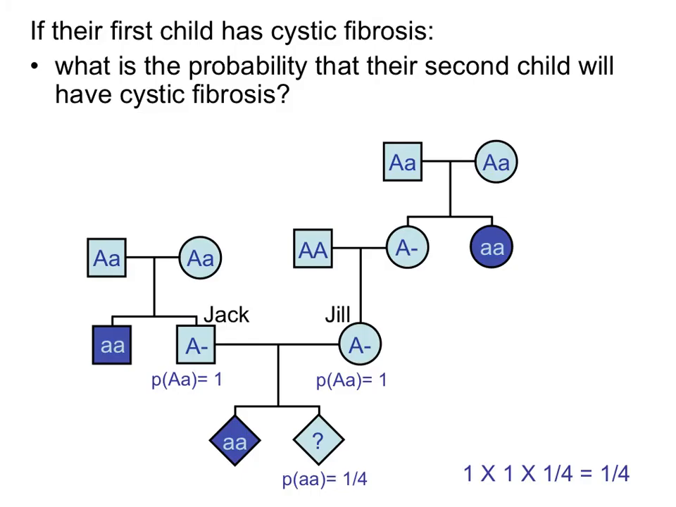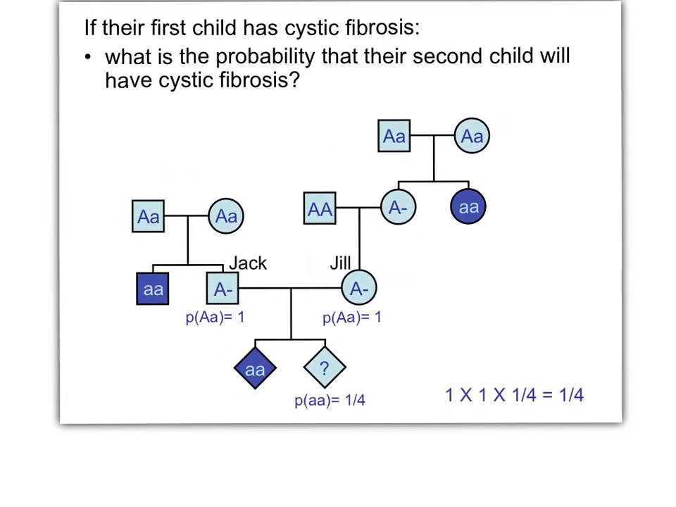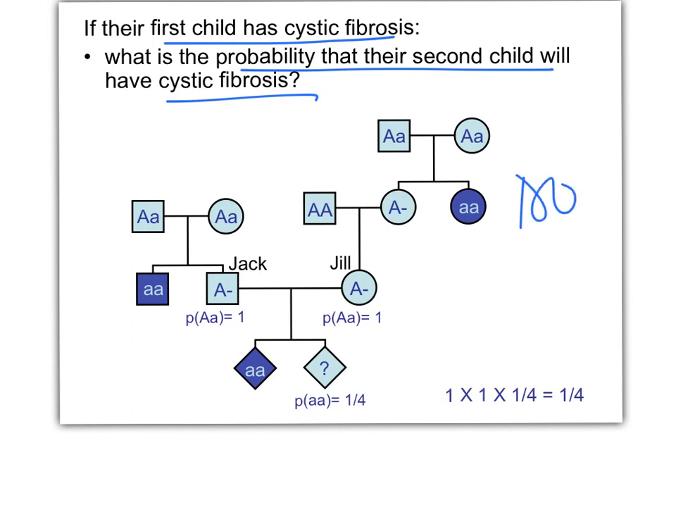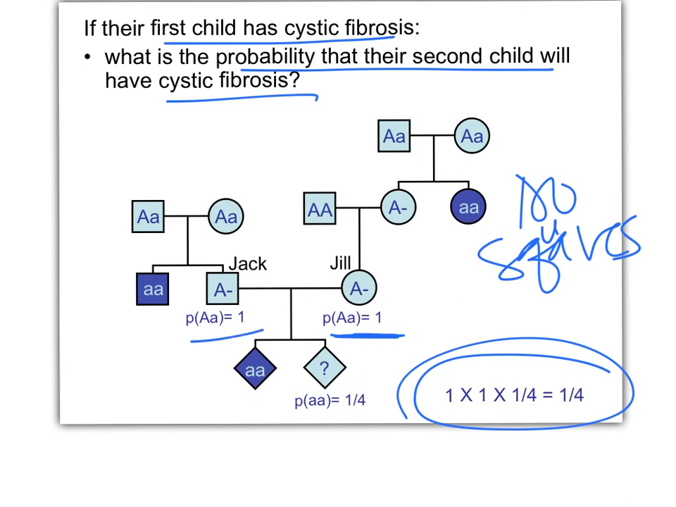Okay, same idea. Now this changes it a little bit. What if their first child has cystic fibrosis? What's the probability their second child has it? So it changes. So do squares and make sure you make this happen. Why is this a 1? Can they be anything else but big A, little a? If they can only be that, then there's no probability of them being a carrier. They are 100%, which is the same as 1.